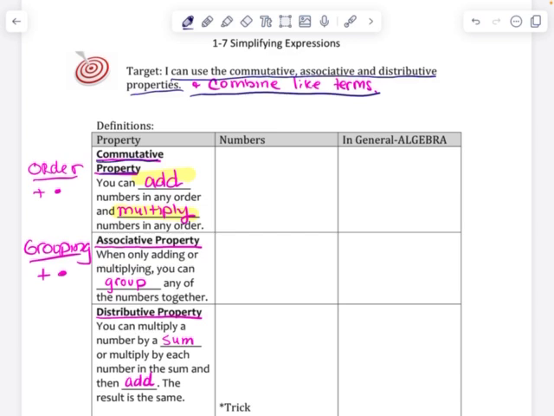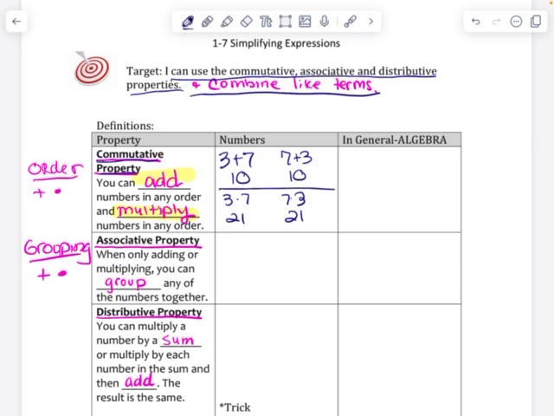And let's think about two numbers. So let's say I have 3 plus 7. That gets me a sum of 10. Well, if I have 7 plus 3, I get the same sum of 10. And I could also multiply in any order. 3 times 7 is 21. And 7 times 3 is 21. So again, the commutative property says order doesn't matter with addition and multiplication.